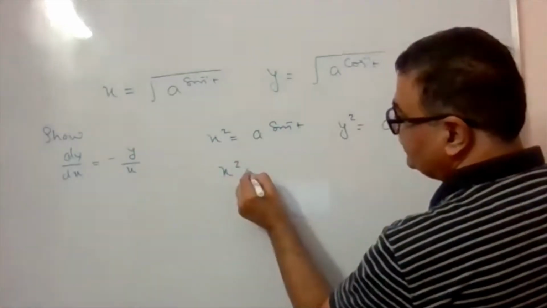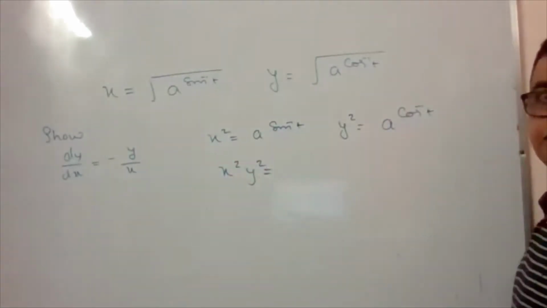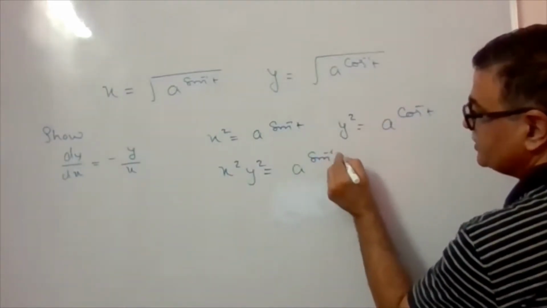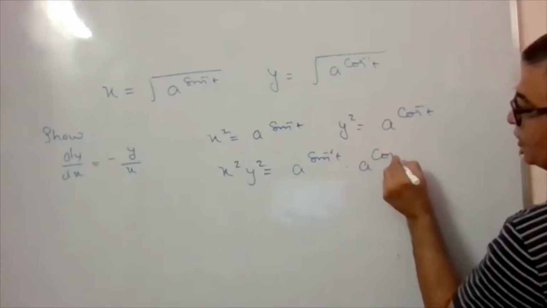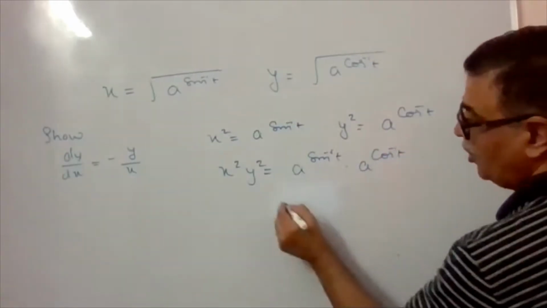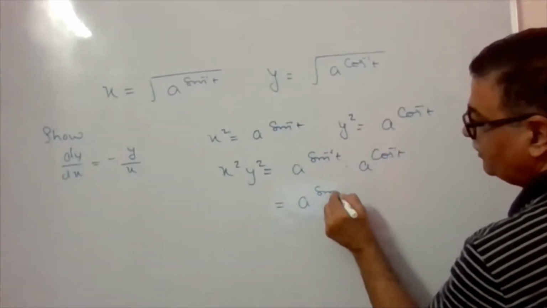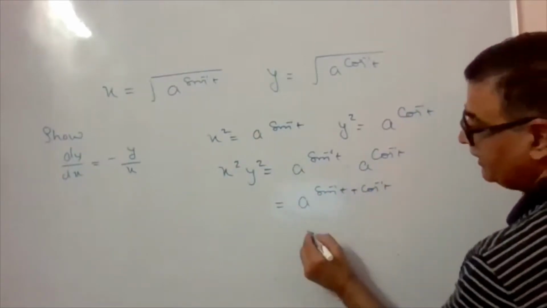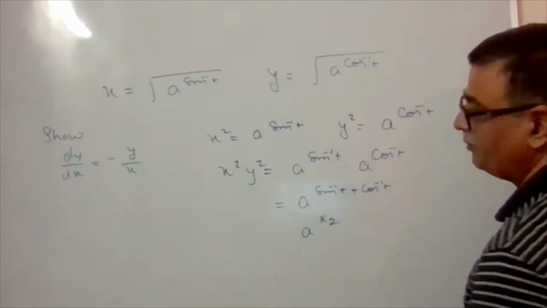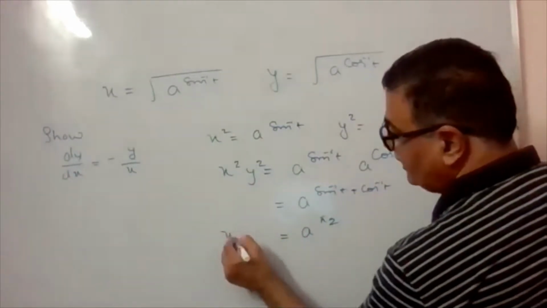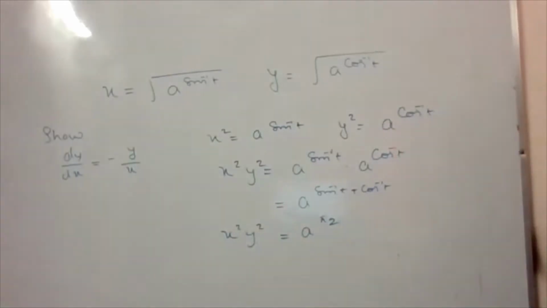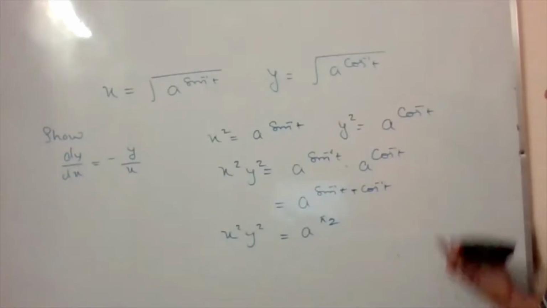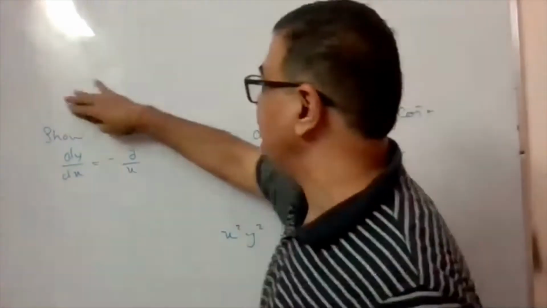When you multiply these two, it will come x square y square equal to a power sine inverse t into a power cos inverse t. Or I should say it will be a power sine inverse t plus cos inverse t. And then it clearly comes out to be a power pi by 2, which is your x square y square. So a very simple relation is left now. x square y square is a power pi by 2, we got in this case.